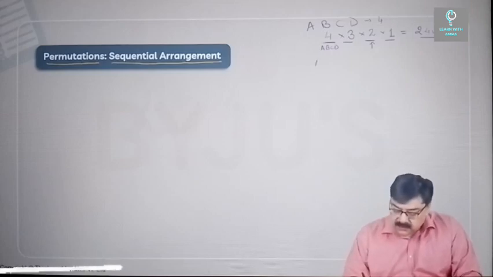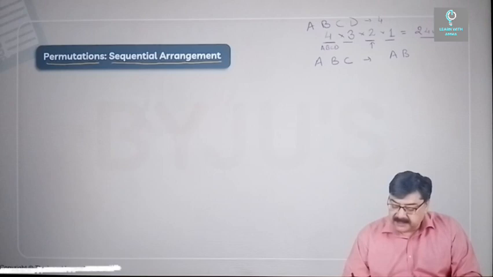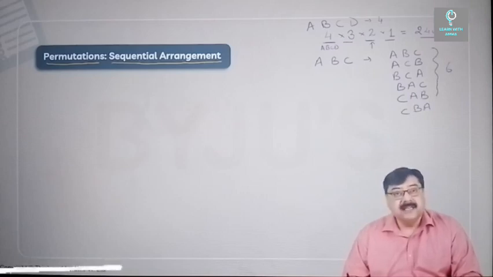Now let us talk about 3 letters, A, B, C. Let us see how many arrangements can we get of 3 letters. Well, you can have ABC or ACB, BCA or BAC, CAB or CBA. So in total, there should be 6 arrangements.